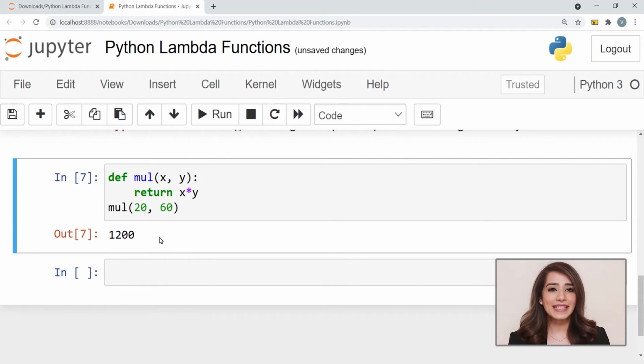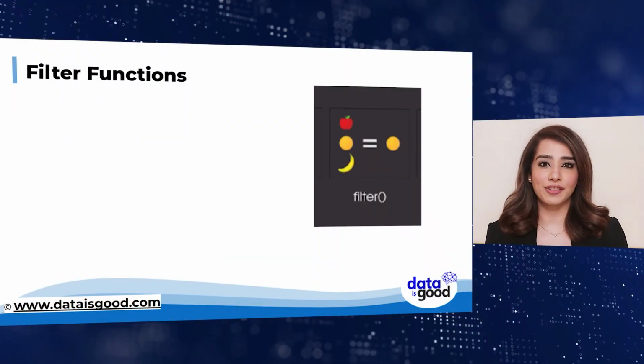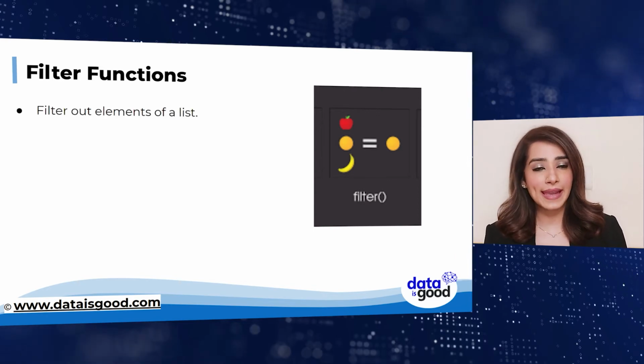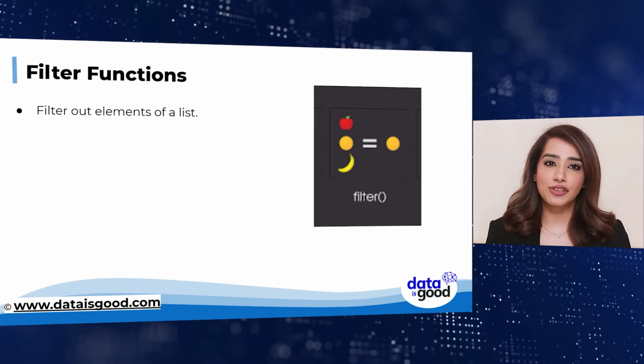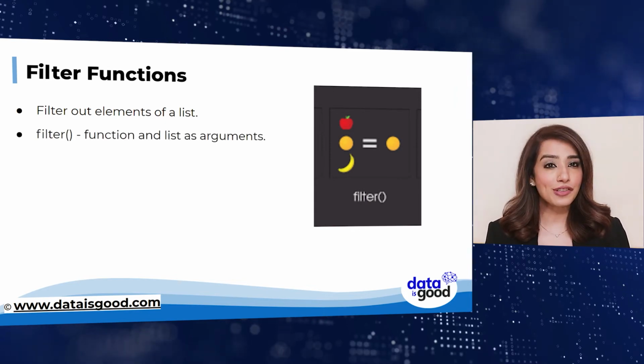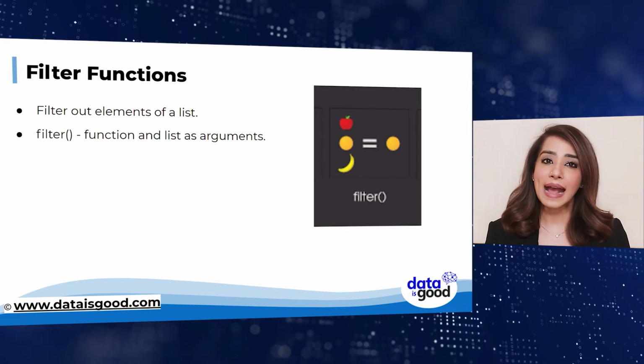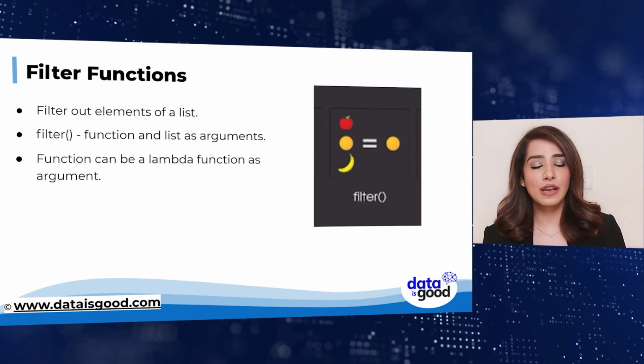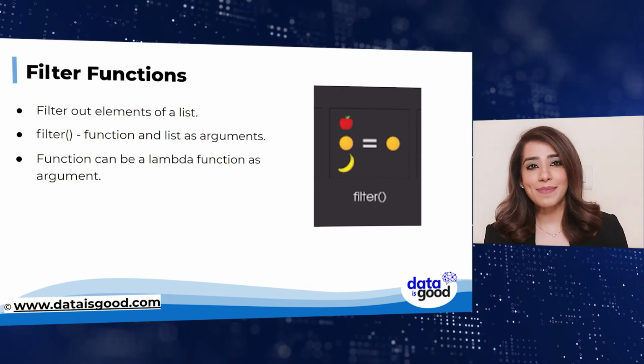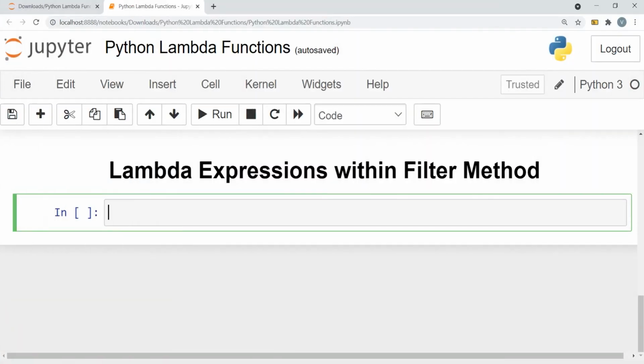Time to move on to the next agenda of this session, that is to use lambda functions inside filter, map, and reduce functions. We will start with the filter function. The filter function offers an elegant way to filter out all the elements of a list for which the function returns true. The filter function in Python takes in a function and a list as arguments. The function that the filter function takes in can be a lambda expression. Now let's go back to the Jupyter notebook and use the lambda expressions within the filter method.